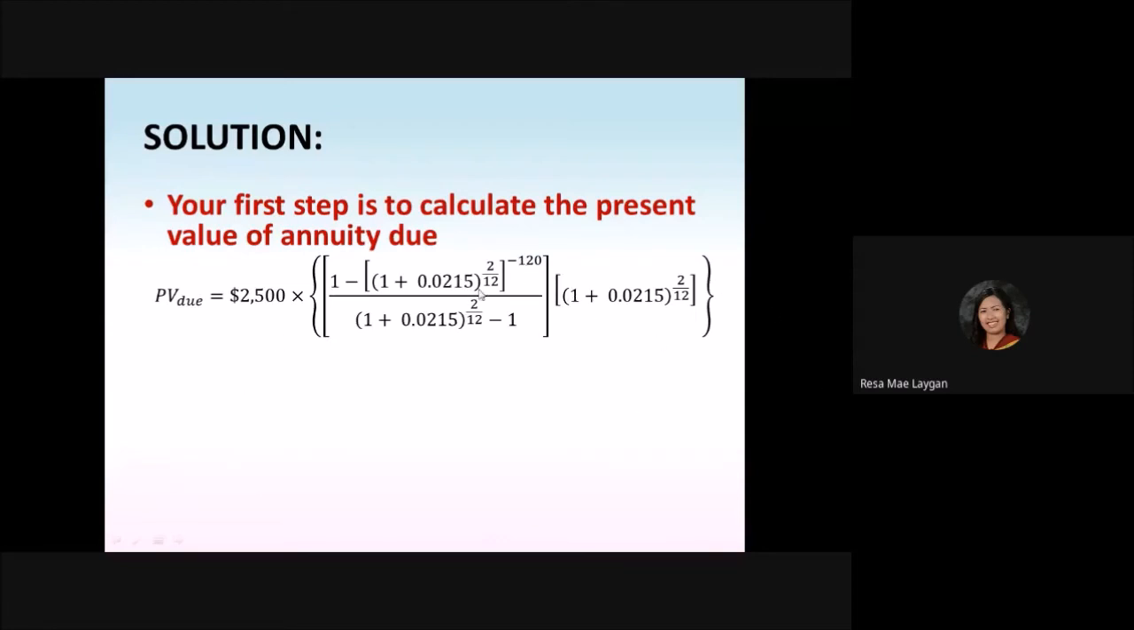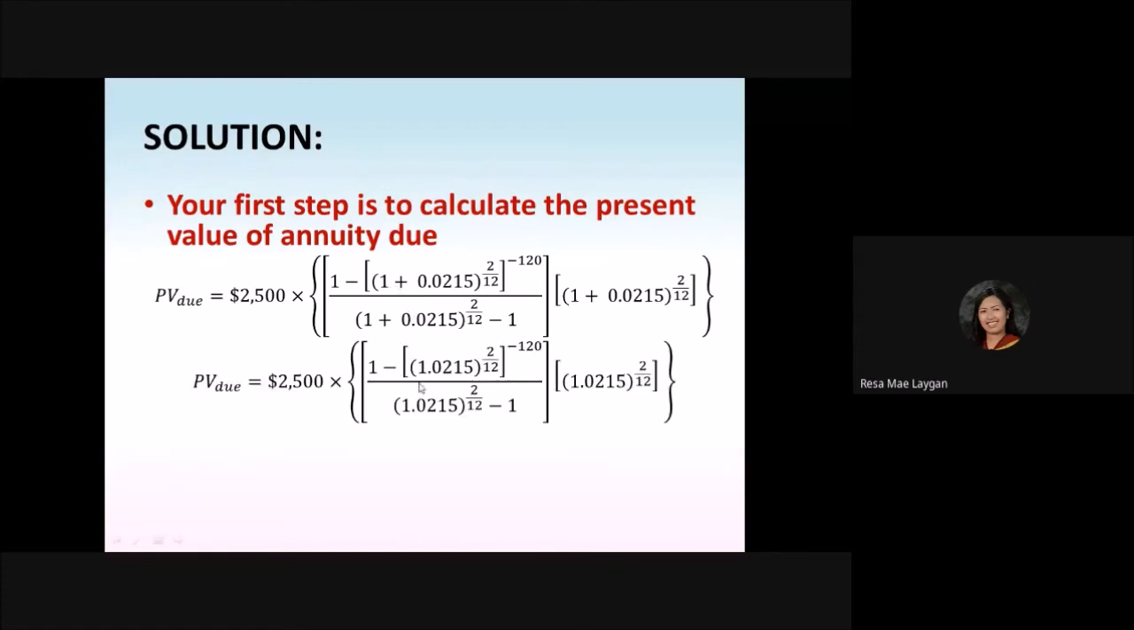Okay? So let's first resolve this. 1 plus 0.0215. So you have 1.0215 here. Then let's resolve the 1.0215 to the raise of 2/12. So using your calculator, you will obtain this value, which is 1.00355168. Okay? So now let's resolve this value, which is 1.00355168 to the raise of negative 120.